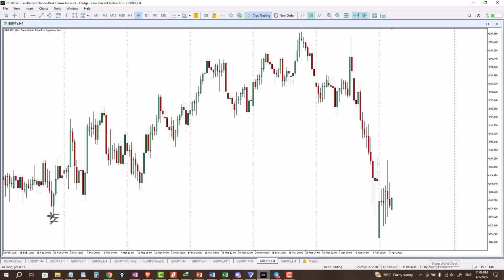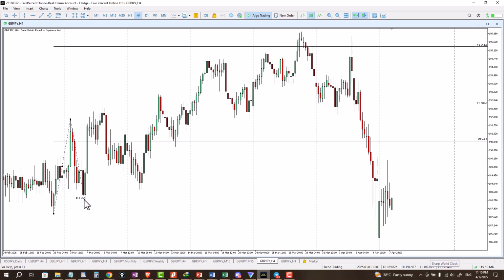And so the way you would use it here is you'd say, okay, this is our impulse wave. And so the move started from here to here. We started from this level here, and then we moved from this level to this level here, and then this was where our pullback ended, here.